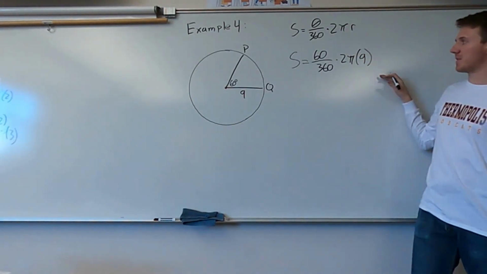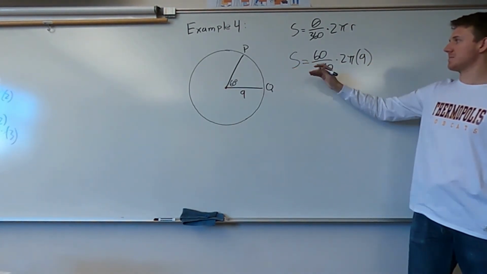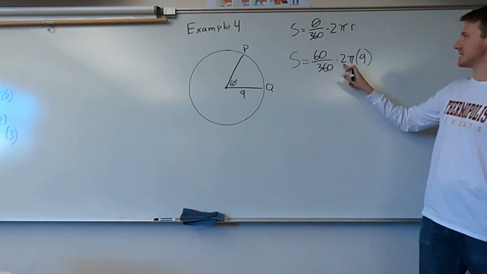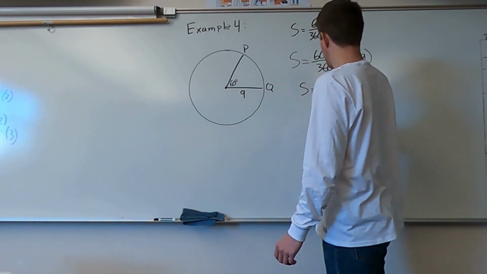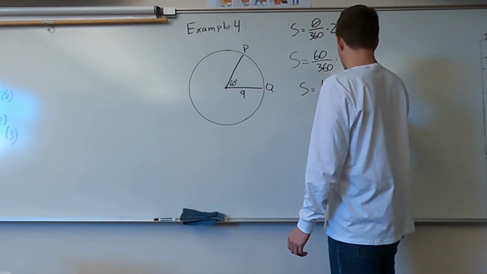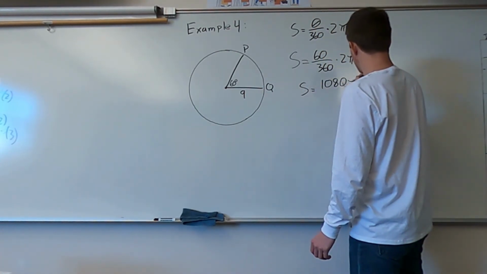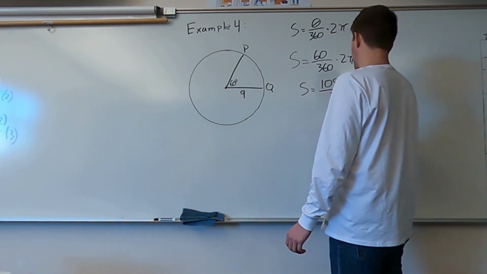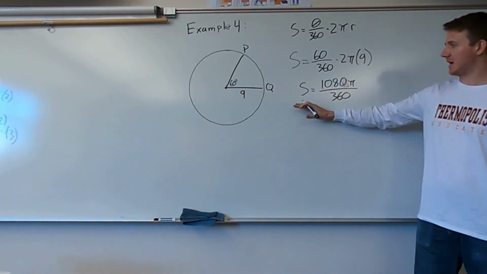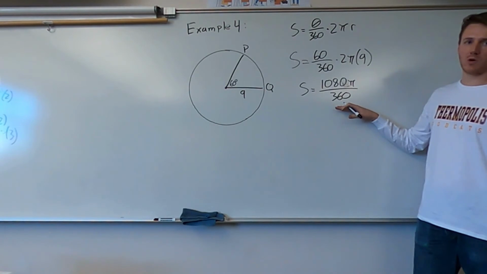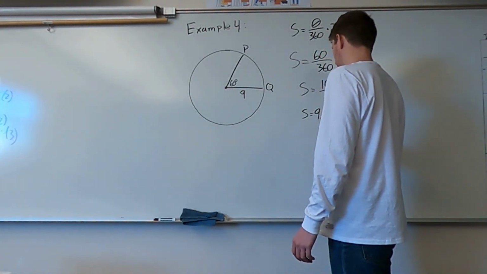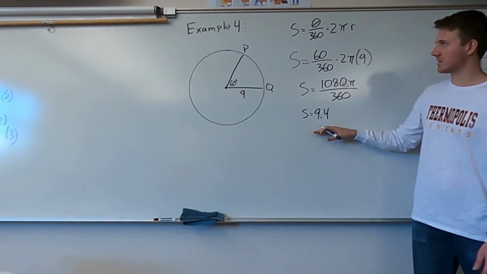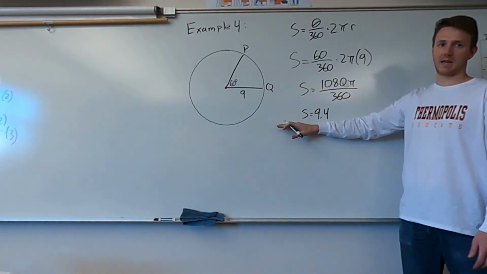So if we think about combining all of our terms on the top, we can multiply 60 times 2 pi times 9, and that's going to give us 1,080 pi divided by 360. And then when we plug this into our calculator, we get that S is equal to 9.4. So our arc length from P to Q will be 9.4.